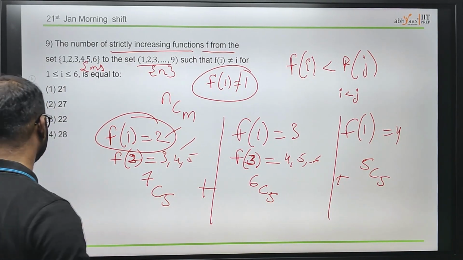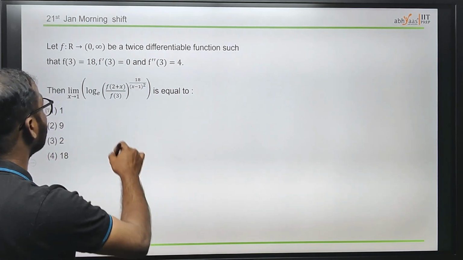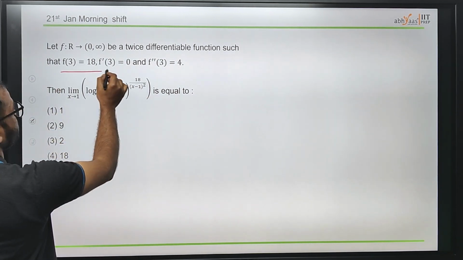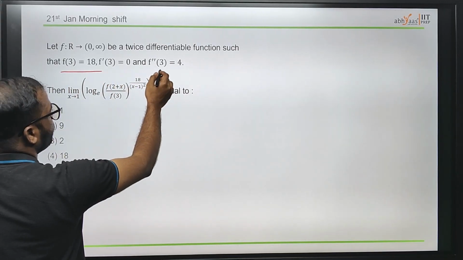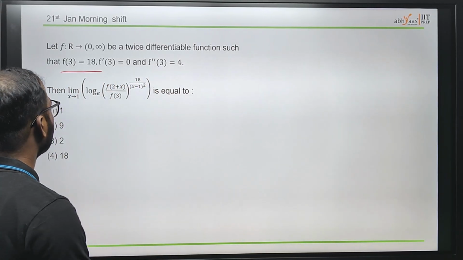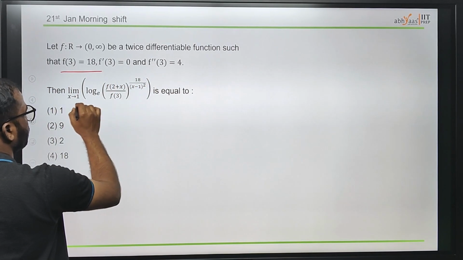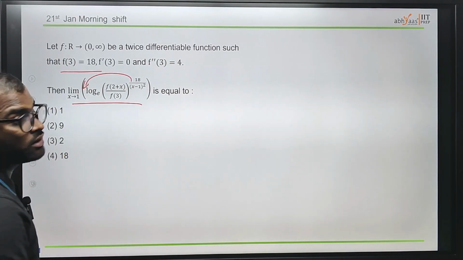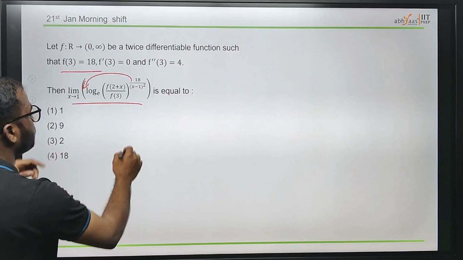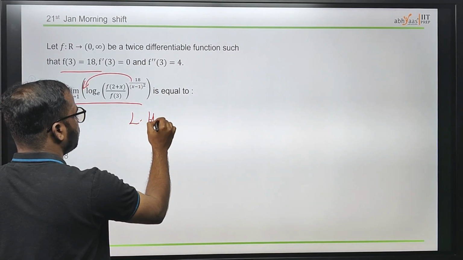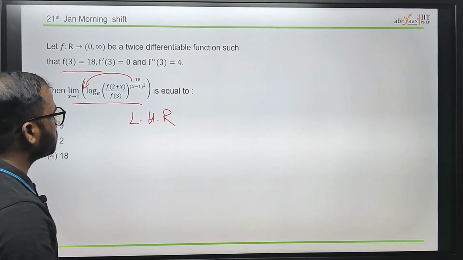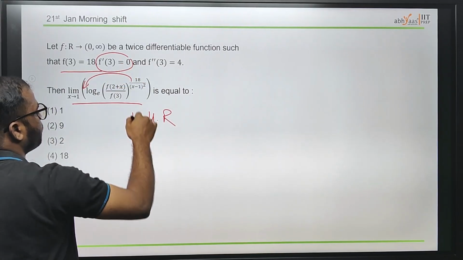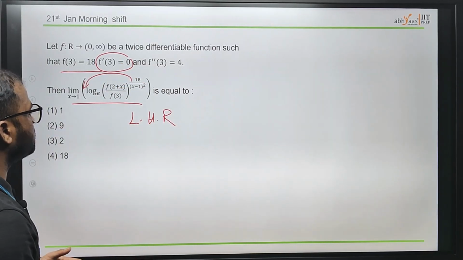I hope you understood. Coming to the next question, we have a twice differentiable function, for which they have given these values, f of 3 and f double dash of 3. And also they have given this expression which we have to find. In order to find this, if we use the property of logarithms, we can convert that into this one, and after that we can use the L'Hospital rule.